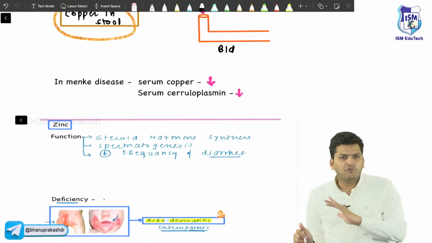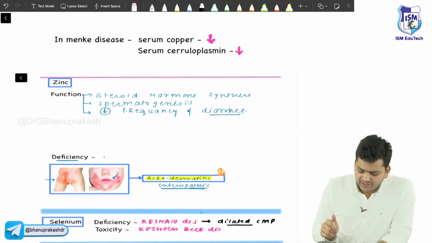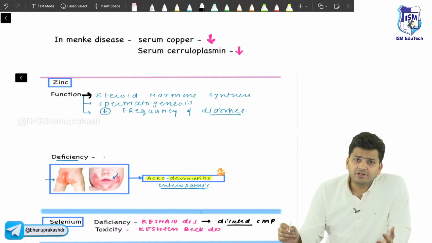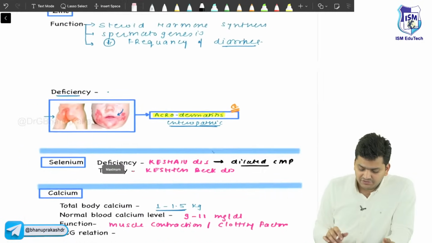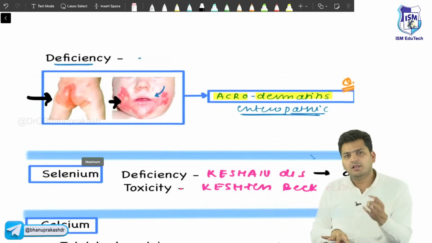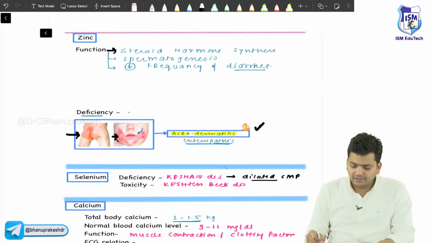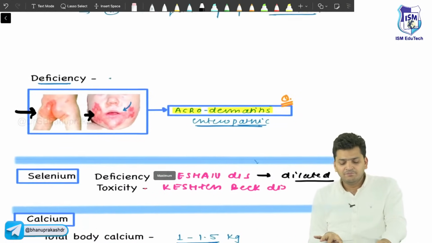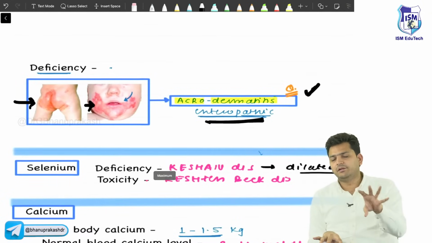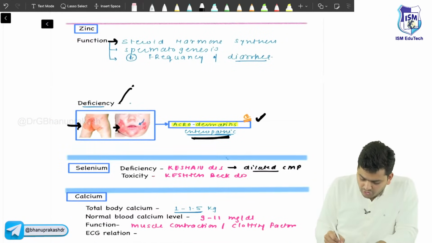Coming to zinc, very important. Just 2 points. Zinc helps in steroid hormone synthesis. So if there is a deficiency of zinc, the patient will have decrease in steroid hormone synthesis and decrease in spermatogenesis. Second, if there is a zinc deficiency, the child develops dermatitis in the acral area, around the anal canal and around the oral cavity, and this is called acrodermatitis enteropathica. Acro means the terminal part. Zinc deficiency also leads to diarrhea.